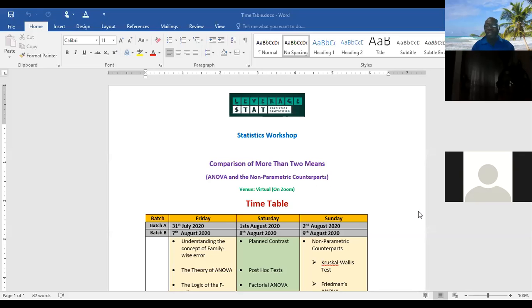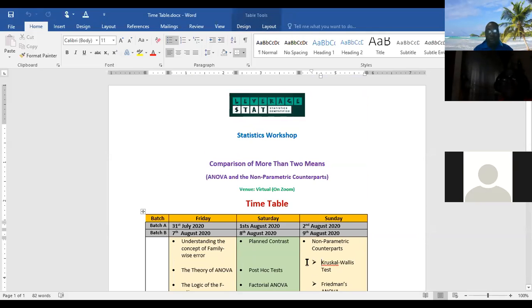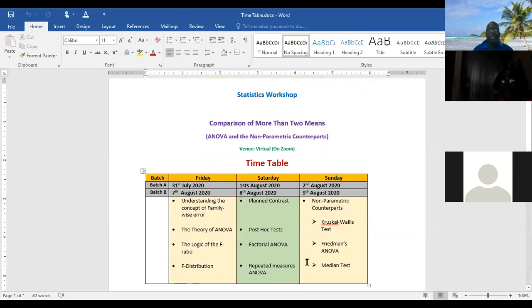I think people can see my screen? Can you see the screen? If somebody can see, let me know. Yes, I can see. That's great. Yes, I'm just sharing the timetable, what we'll be doing in the next days.